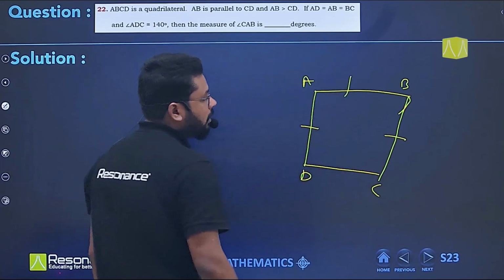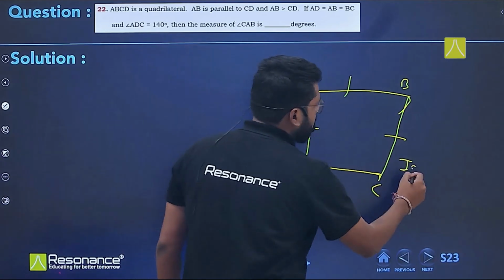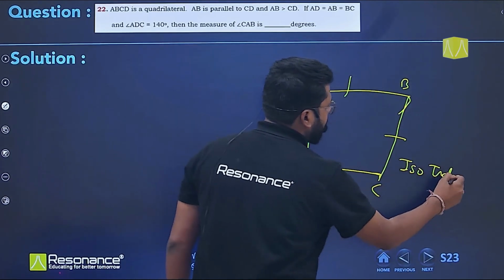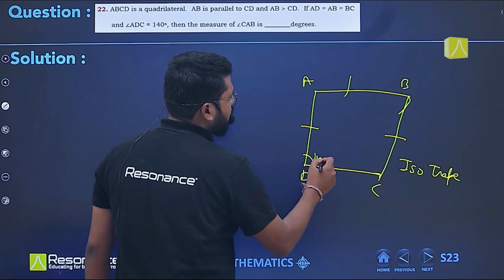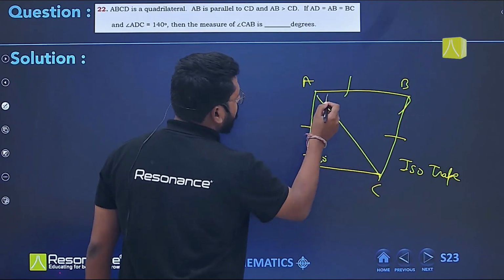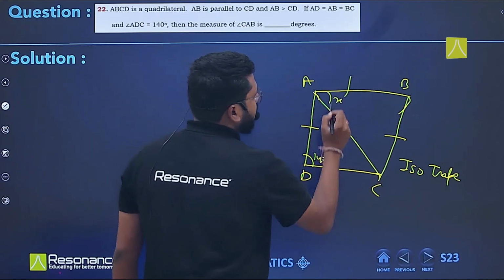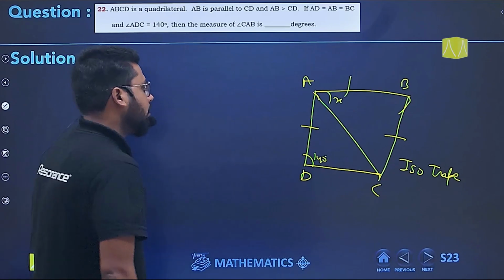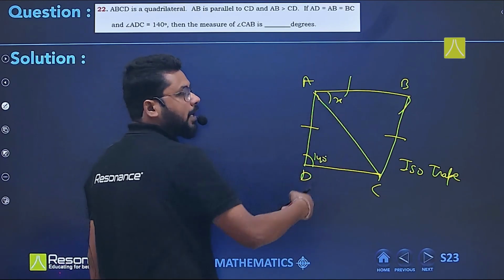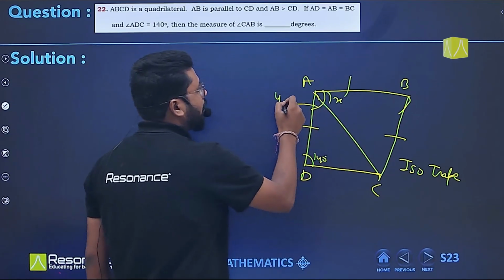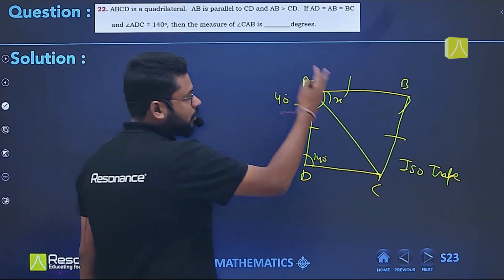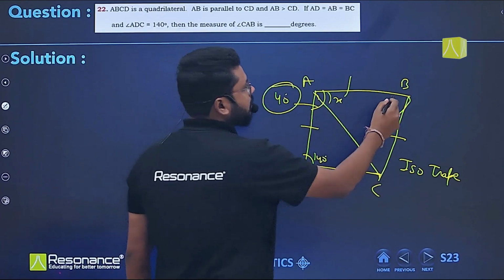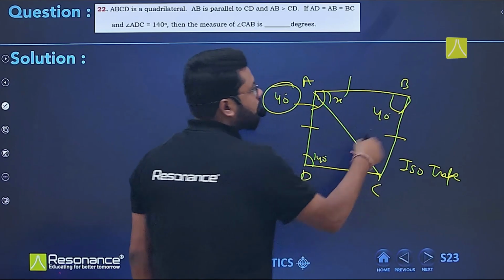This means this is an isosceles trapezium. Angle ADC is given as 140 degrees. We have to find the value of angle CAB, which we take as x. Suppose this is 140 and these two sides are parallel. This means this angle is 40 degrees, because the two angles sum to 180 degrees. If this is an isosceles trapezium and this is 40, then this should be 40.